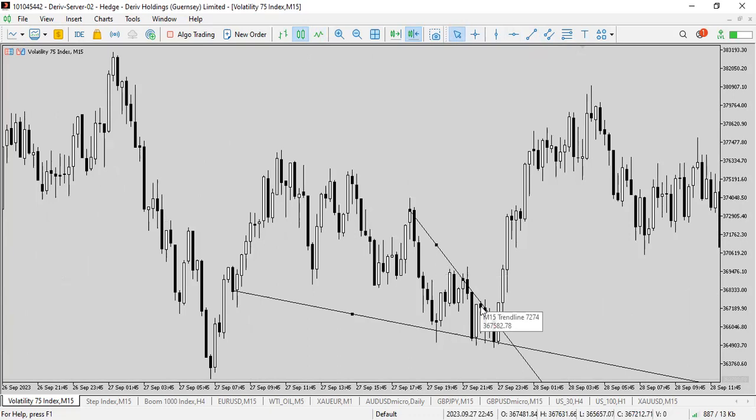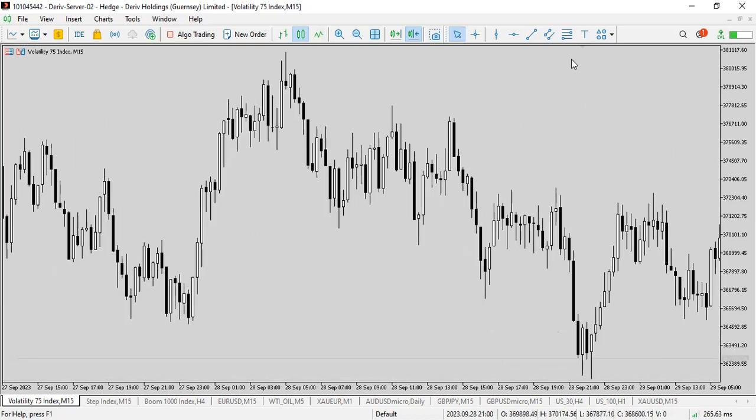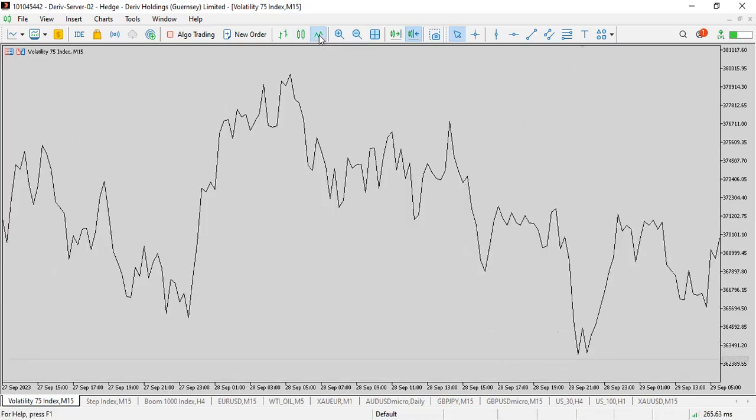At each level of the touch, there must be an engulfing. See engulfing. Right? At each level of touch, there's an engulfing. So let's finish up with the type of trend line we have.